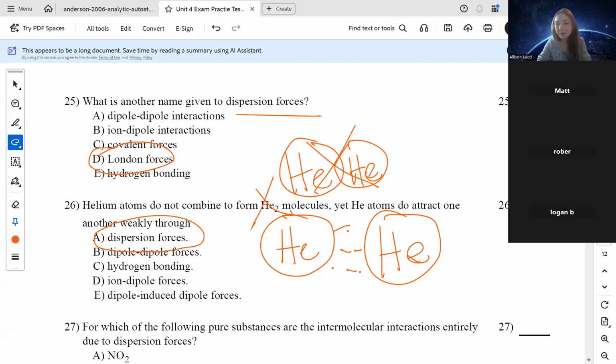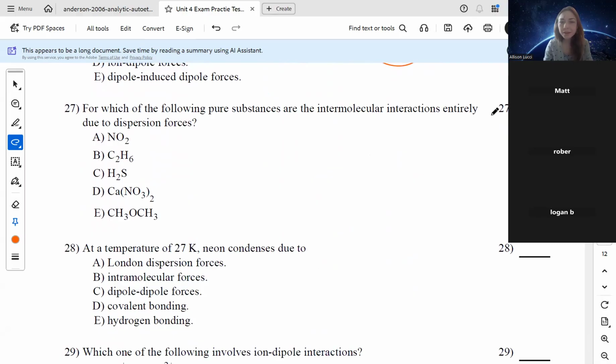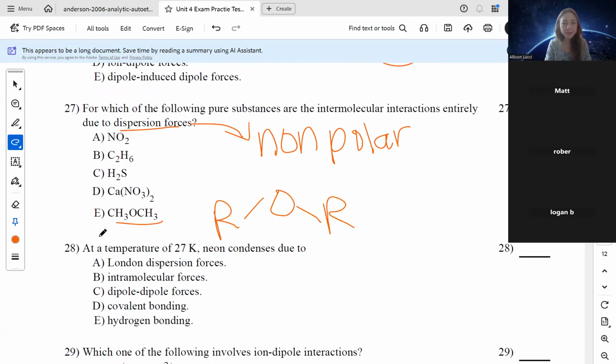Let's look at 27 here. Entirely due to dispersion forces. So I'm looking for something that's non-polar here, right? If I only have dispersion forces, I need a non-polar molecule. So I see here this structure would be like ROR. We have these methyl groups with an oxygen in the middle. If I drew this Lewis structure, I would see that I definitely have a polar molecule. So I'm going to eliminate this compound E here.